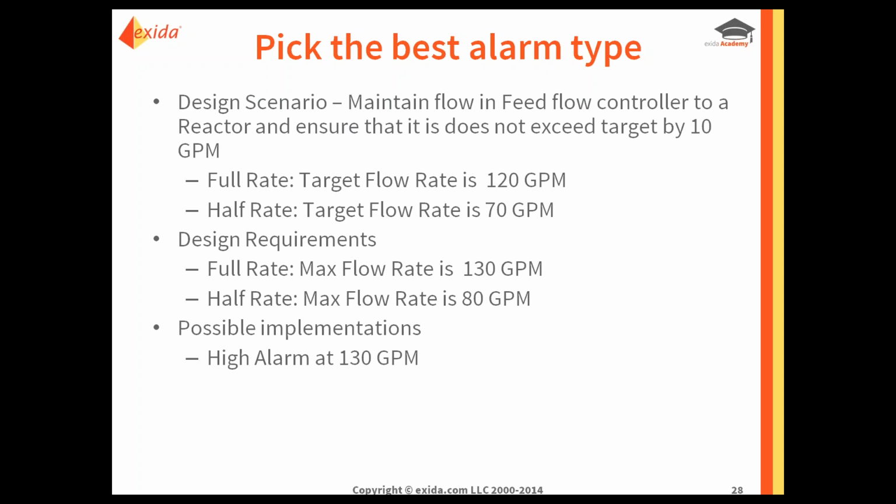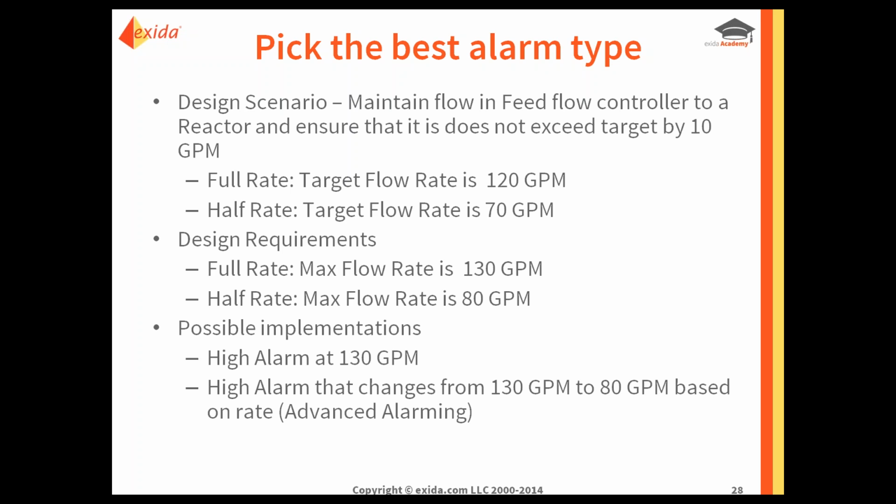We could implement a high alarm at 130 gallons per minute. That would certainly work well for the full production rate scenario, but it wouldn't work very well for the half rate scenario. In fact, it wouldn't really work at all. It wouldn't be effective at all in that scenario. So that's only going to work part of the time. We could take that high alarm and build in some logic that would change the limit or have the operator change the limit depending upon what production rate we're running.